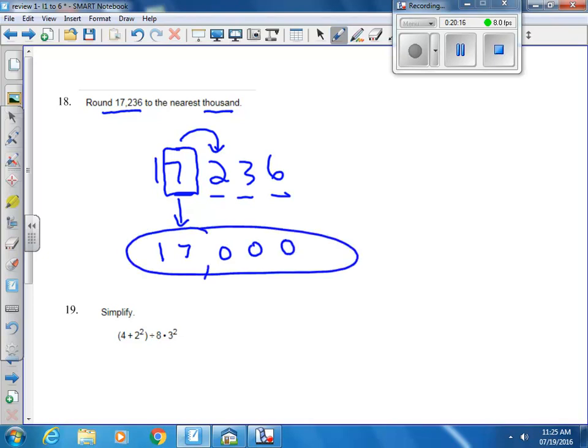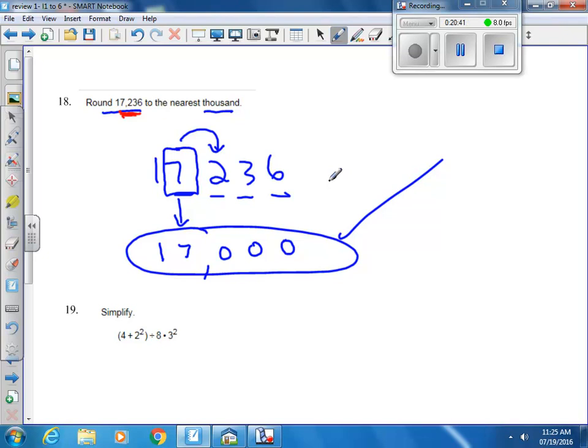So 17,000. And if you think about it, it makes sense because think about money. If you had $17,236, is that closer to $17,000 or is that closer to $18,000? So it makes sense. It's closer to $17,000. So if you always think about it sort of as money or monetary wise, it'll probably make more intuitive sense.